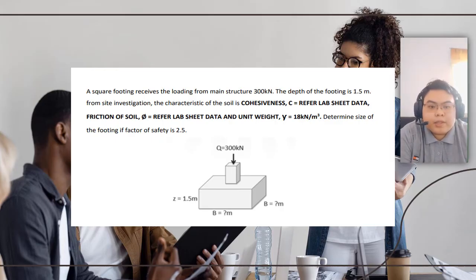A square footing receives a loading from the main structure of 300 kN. The depth of the footing is 1.5 meter. From site investigation, the characteristic of the soil is cohesiveness, c, refer to lab sheet data; friction of soil, phi, refer to lab sheet data; and unit weight, gamma, equal to 18 kilonewton per meter cubed. Determine the size of the footing if the factor of safety is 2.5.